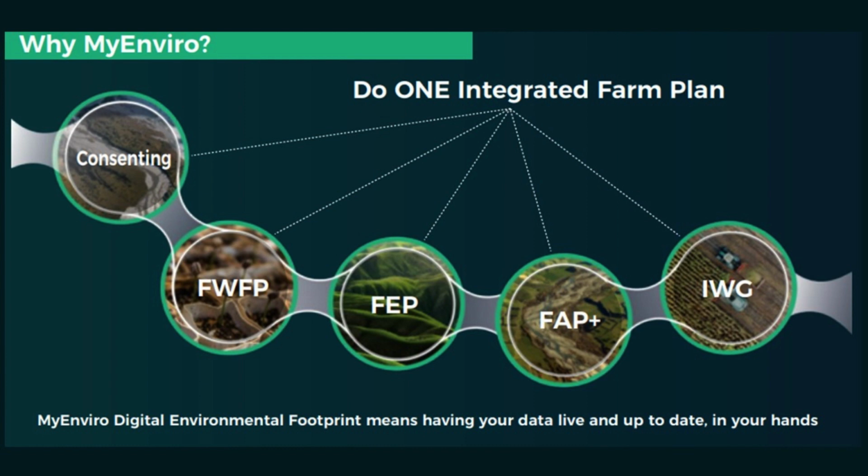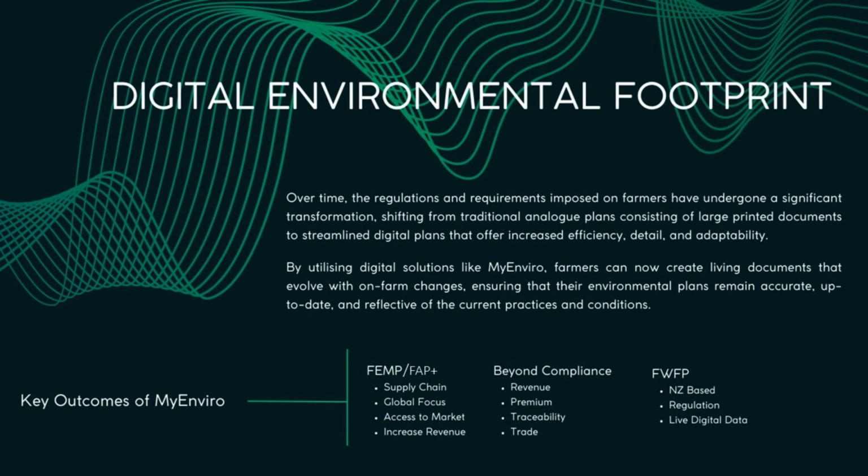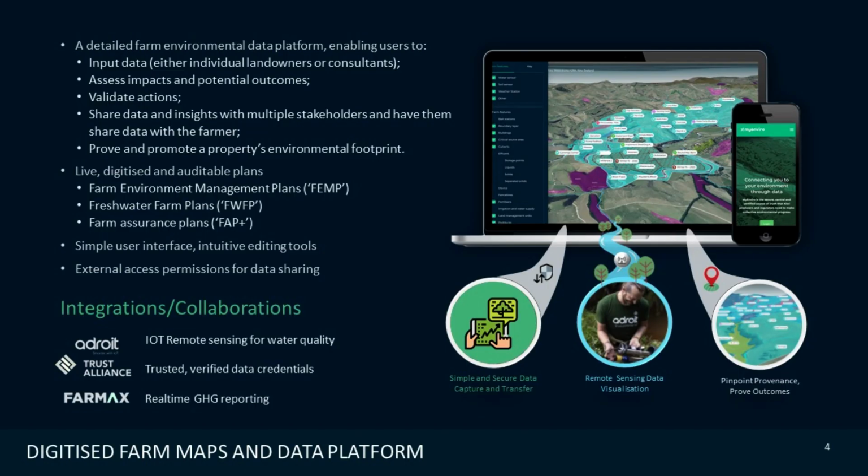Over time, the regulations and requirements imposed on farmers have undergone a significant transformation, shifting from traditional analog plans consisting of large printed documents to streamlined digital plans that offer increased efficiency, detail and adaptability. By utilising digital solutions like MyEnviro, farmers can now create living documents that evolve with on-farm changes, ensuring that their environmental plans remain accurate, up-to-date and reflective of the current practices and conditions.